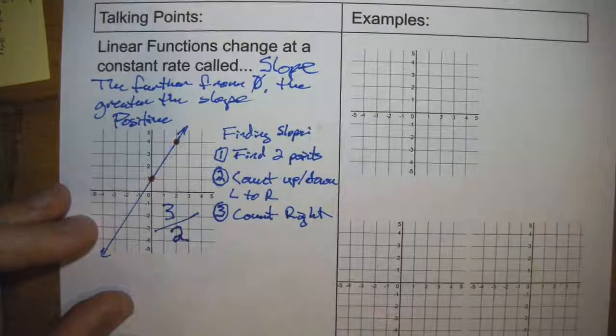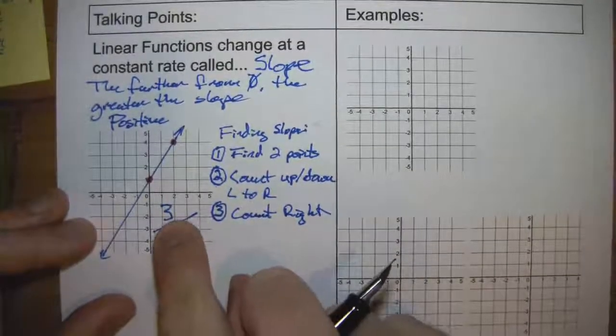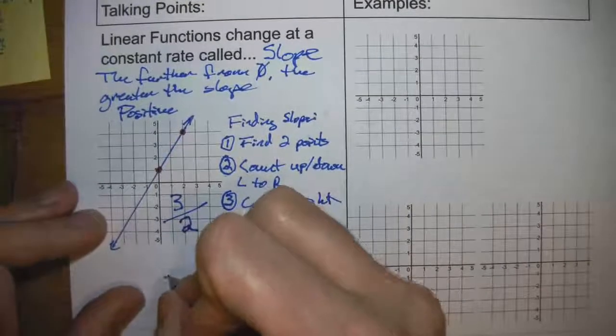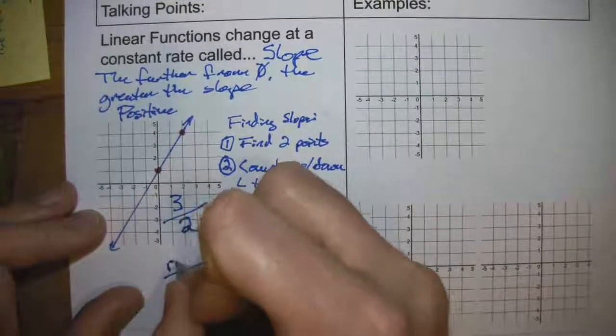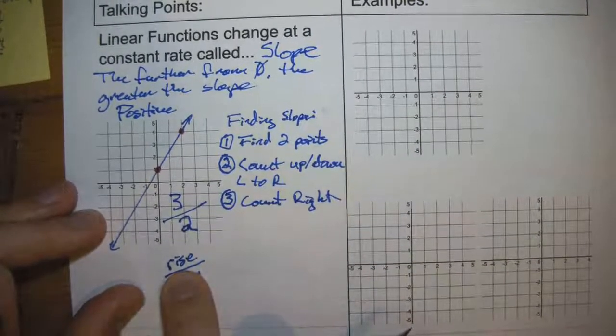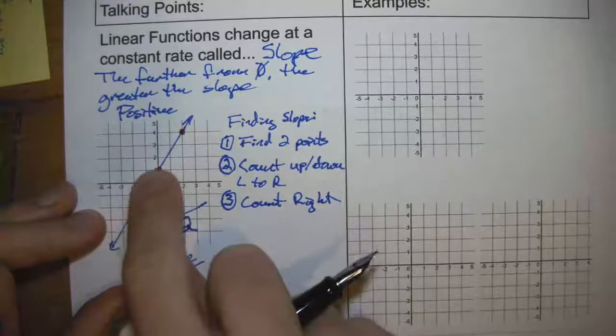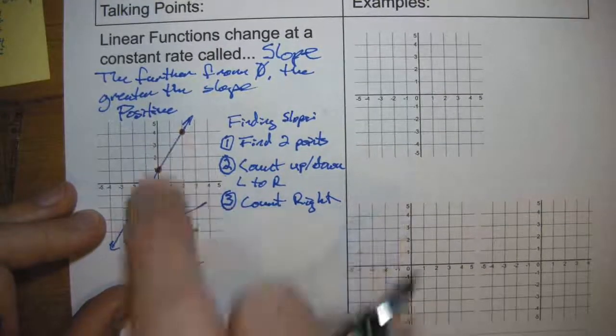Cool. That is my slope. This slope is positive. Notice this number is positive. And I'm going to go up 3 and right 2. Sometimes that fraction is referred to as rise over run. In other words, how far up or down our rise, and then how far that we've run across the page. So we've risen 3 in this case, and we run 2 in this case.